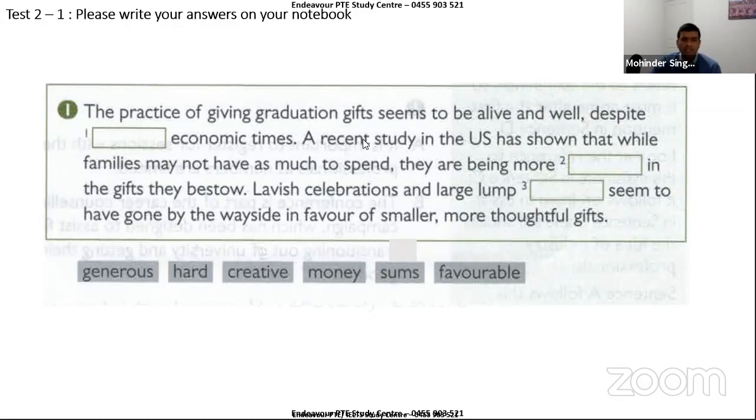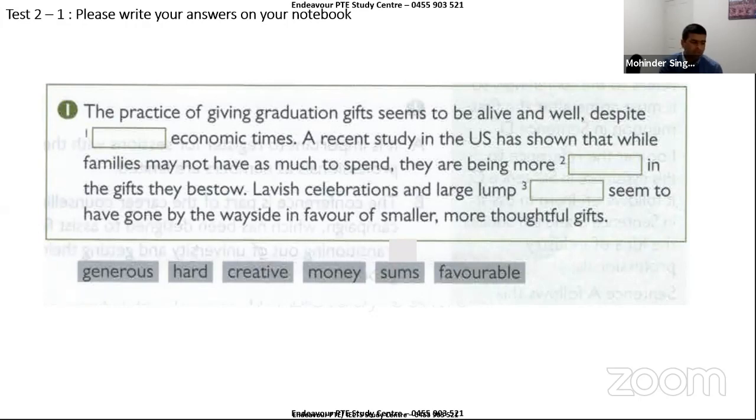While families, remember, again a very, very complex sentence, while families may not have blah, blah, blah, comma, they are being more, what would they be? If you don't have money, what would you be? Would you be generous? No. You will not be generous. What would you be? Creative. So you spend less money and you buy the best gift. That's where most of the people miss the train. So you cannot be generous if you have less money. It has to be creative in the gifts they bestow.